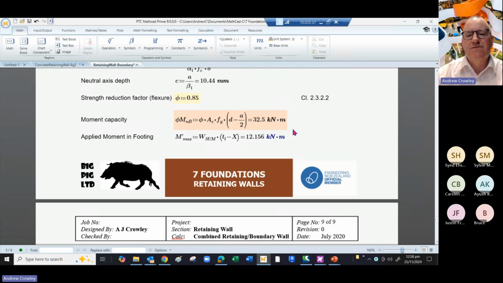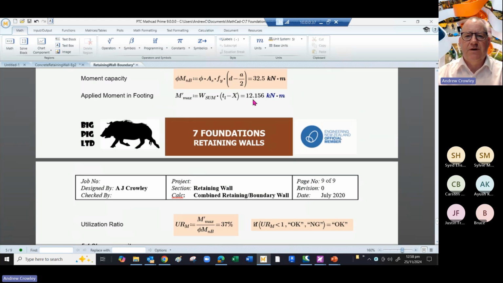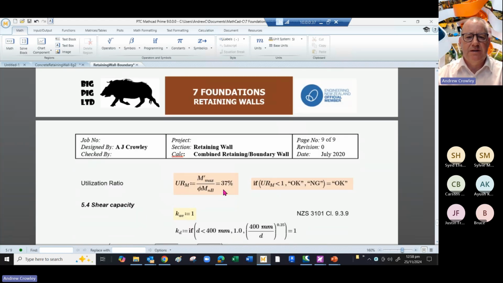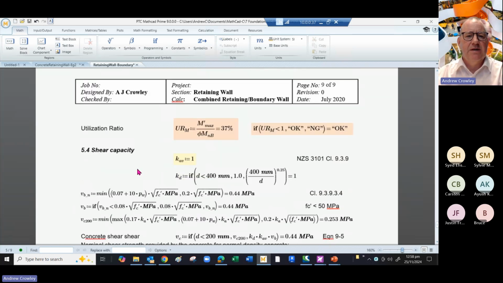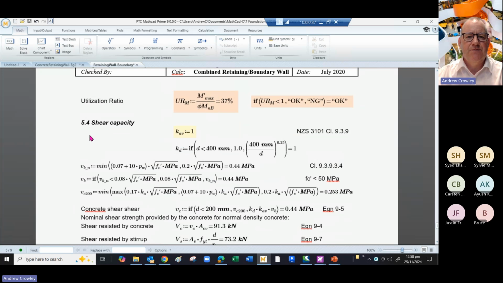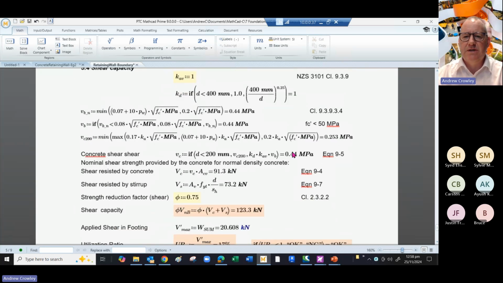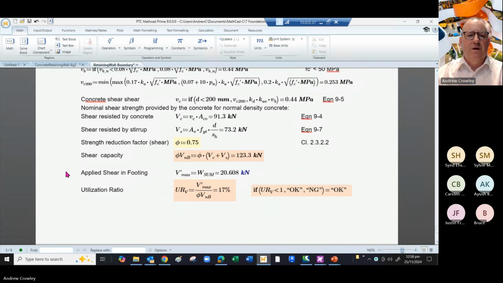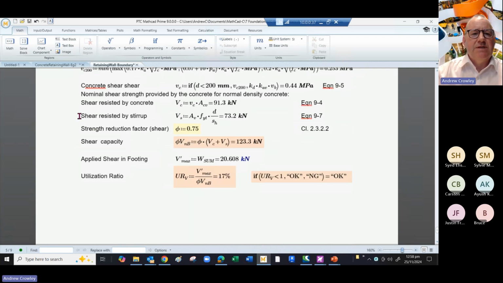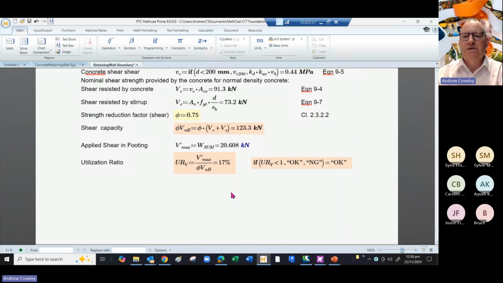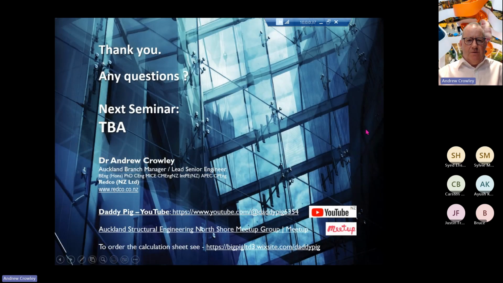In this case, the moment capacity of the footing is 32.5. Yet the applied moment is 12, worked out from above. So our utilization is 37%. Again, looking at the shear capacity of the footing, we work out the concrete shear capacity is 0.44. And the shear resistance provided by the stirrups, in this case the bars, is 73, which gives us a shear capacity of 123 kilonewtons. And that gives us a utilization of 17%.